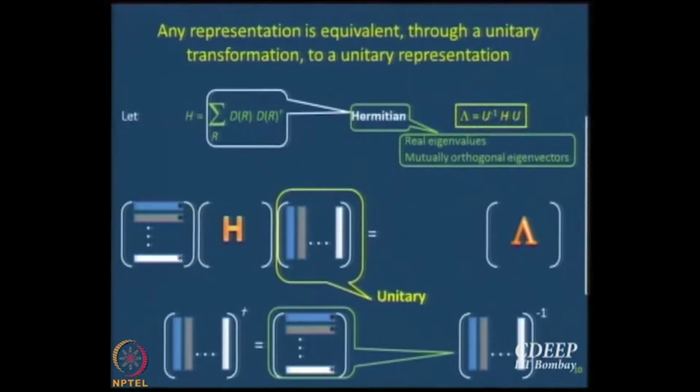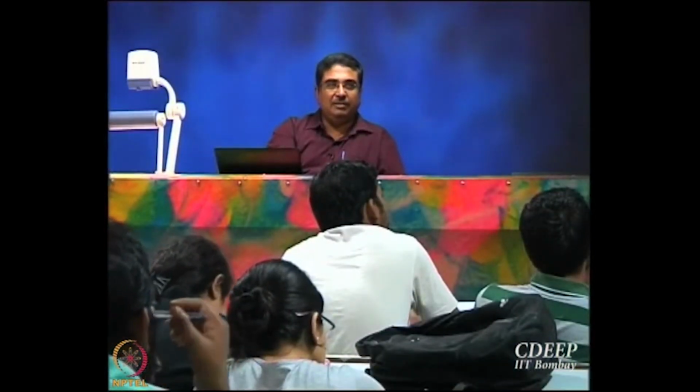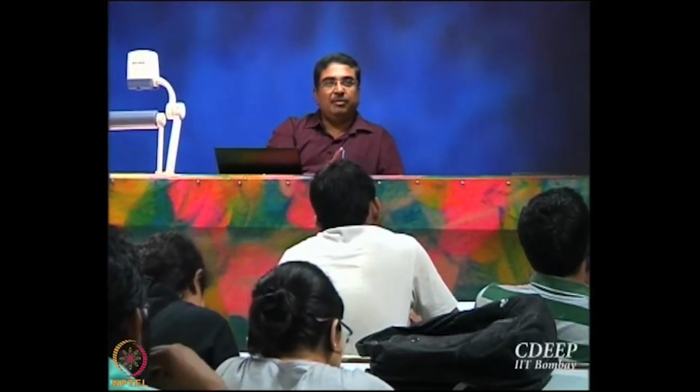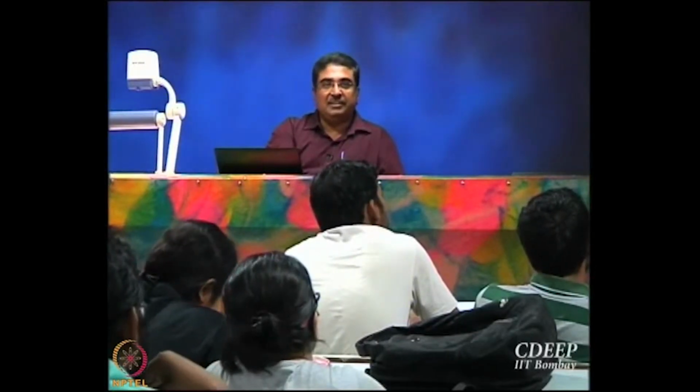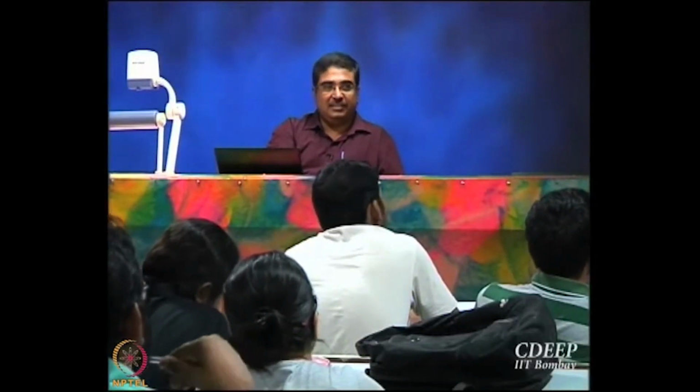The lambda matrix is obtained by a unitary transformation of the Hermitian matrix, right. The matrix which has the eigenvalues of the Hermitian matrix along the diagonal and 0 everywhere else is obtained by a unitary transformation of the Hermitian matrix. Okay. But while we say this, please do not forget that this is not just any unitary matrix, it is a particular unitary matrix. Which matrix is that? It is a matrix of the eigenvectors.